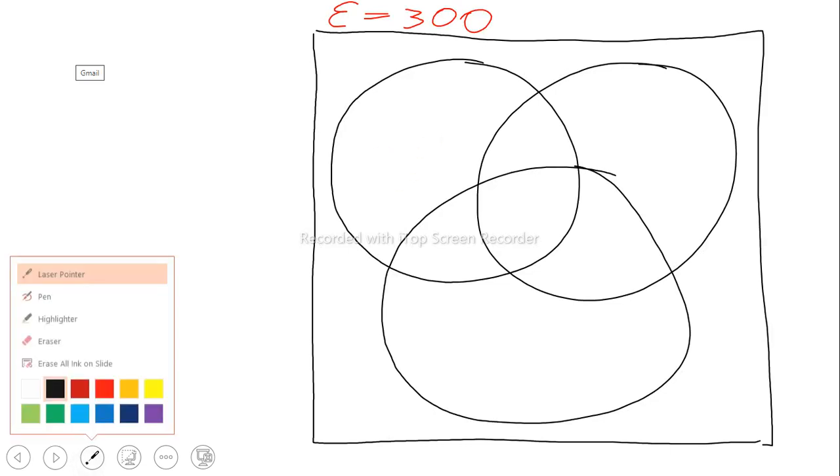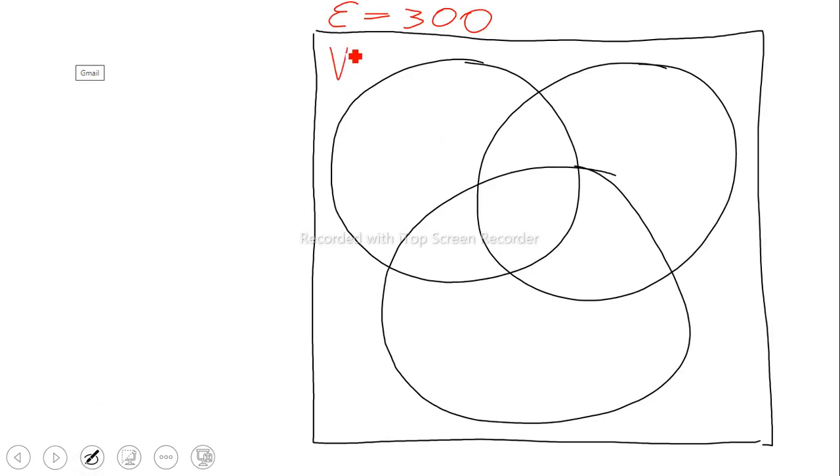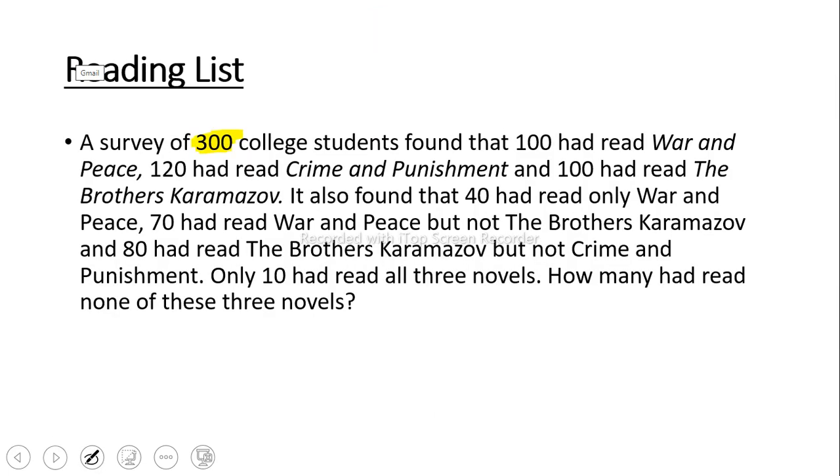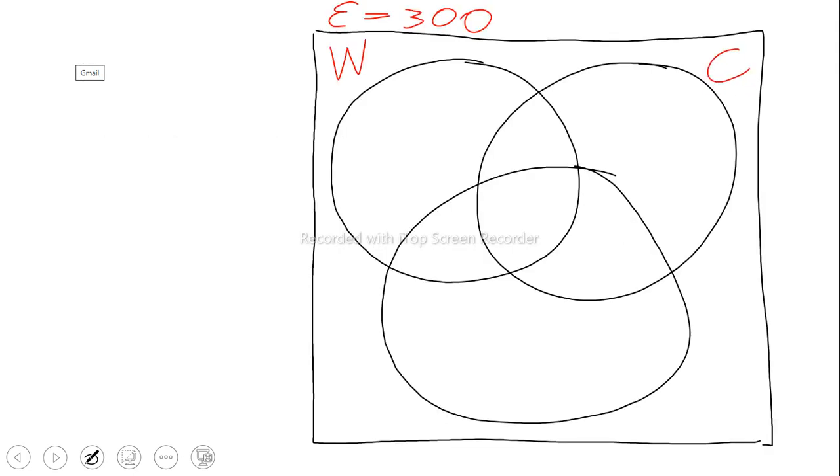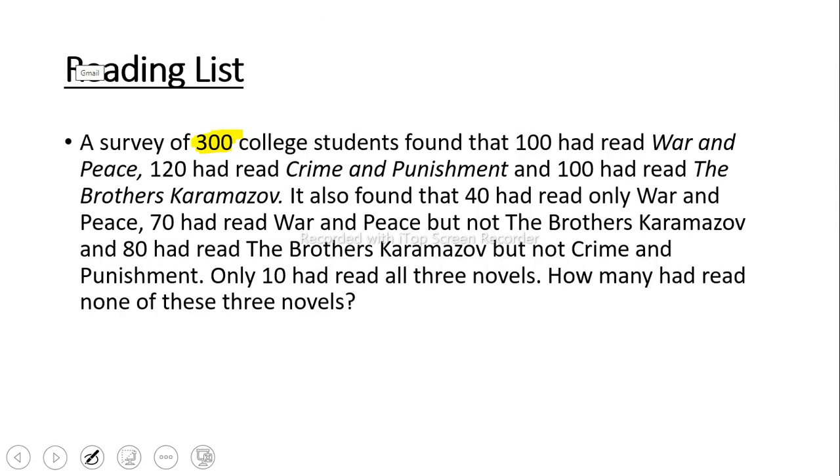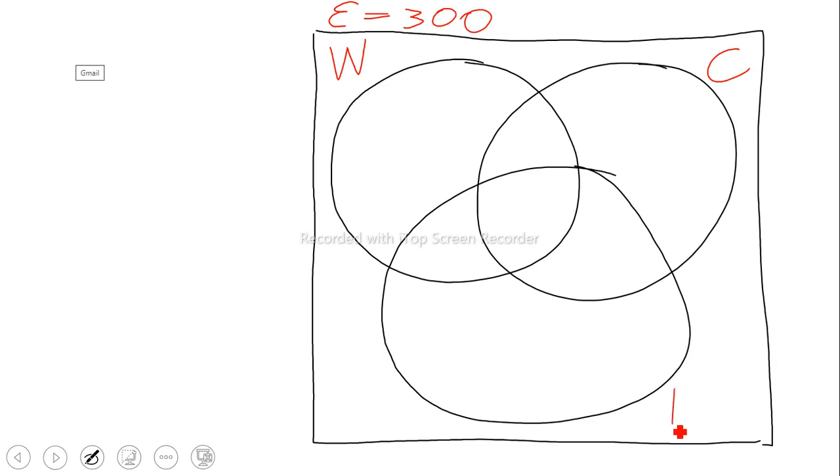Let's label these. Let's call this one W for War and Peace. Let's call the other one C for Crime and Punishment. And let's call the last one K for Karamazov.